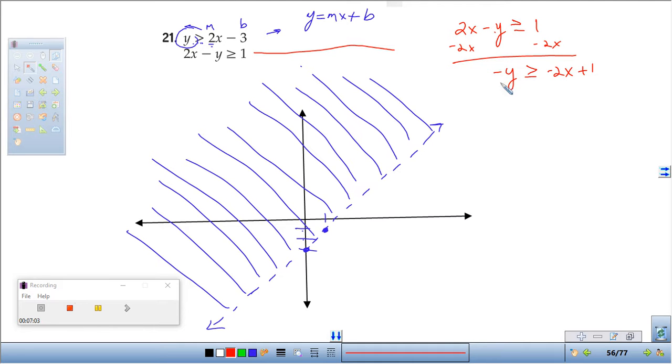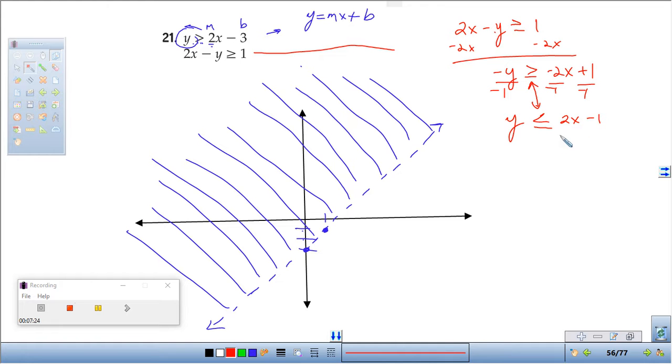Now, I can't have a negative y, so I'm going to divide by a negative 1. This right here gives me a positive y. Since I divided by a negative, guys, this thing switches over. Okay, make sure you know that thing switches over because I divided by a negative. This becomes a positive 2x, this becomes a negative 1.